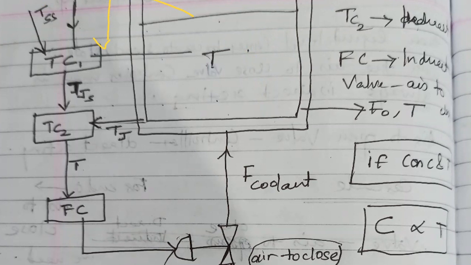Now tell me what will be the type of controller for TC1? TC1 is measuring the temperature inside the tank. Again, same thing. What will be the type of controller? TC1, direct or indirect?